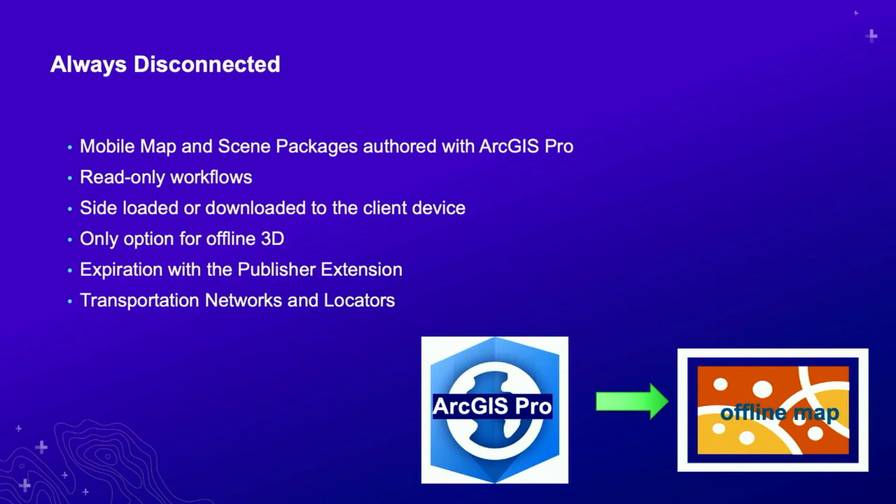You can use ArcGIS Online to do that if you want. But typically, for the always disconnected, you're side-loading them using the appropriate technology depending on the device type. And it varies, for instance, if you're on a Windows device or an Android device or an iOS device, how you get files pushed to the device.